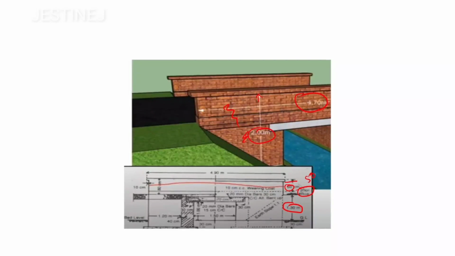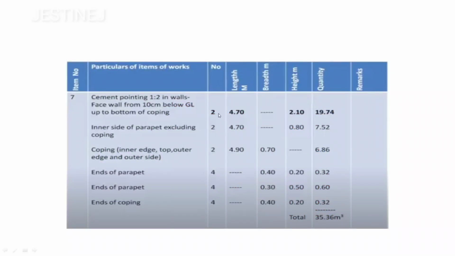And we are going to consider 10 centimeter also, this ground line also, below this ground line 10 centimeter also to be considered. So you will get the value in this way, that is, the number is going to be 2, since both the sides we have to consider the total amount, then the total length is going to be 4.7, then total height 2.1, so you will get this value. And also check out this cement pointing 1:2 involves face wall from 10 centimeter below ground line up to bottom of coping.